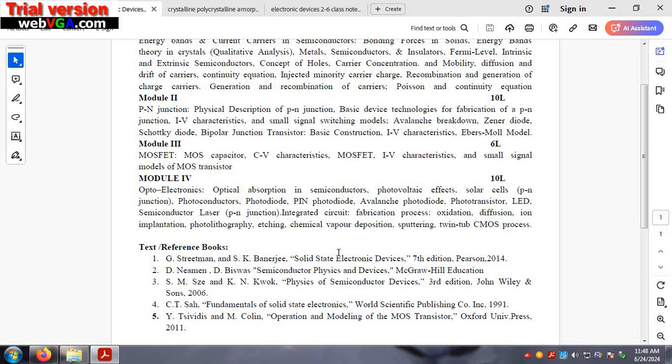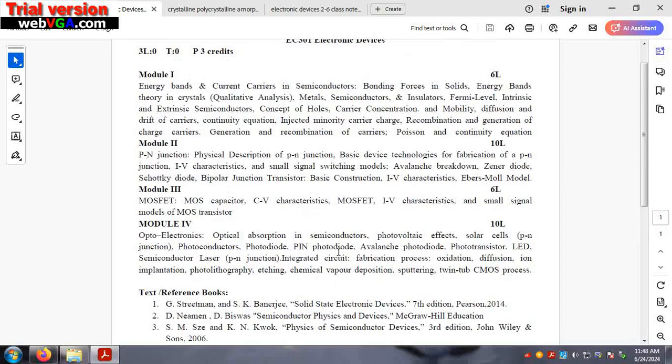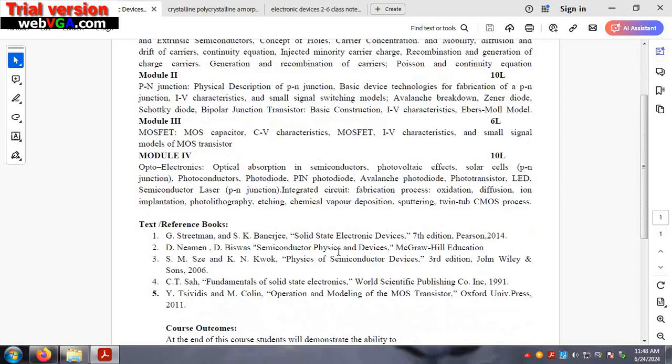So here under this IC fabrication technique, you have to learn different fabrication processes, that is oxidation, diffusion, ion implantation, photolithography, etching, chemical vapor deposition, sputtering, twin tube CMOS process. So this is all about the syllabus of this subject, electronic devices.